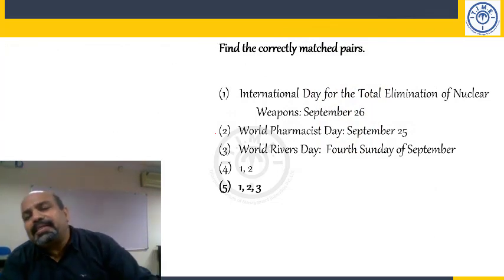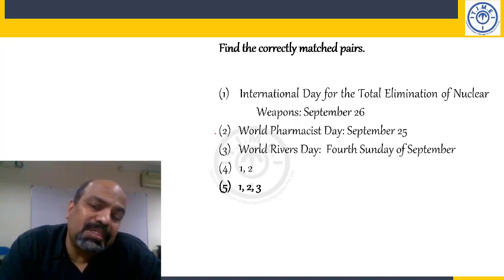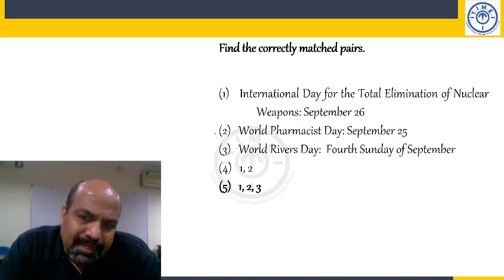Find the correctly matched pairs. September 26th is the International Day for the Total Elimination of Nuclear Weapons. Yes. World Pharmacist Day, September 25th. Yes. World Rivers Day, 4th Sunday of September. Yes. So all of them are right.